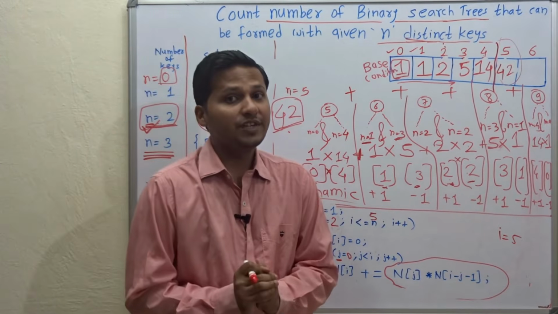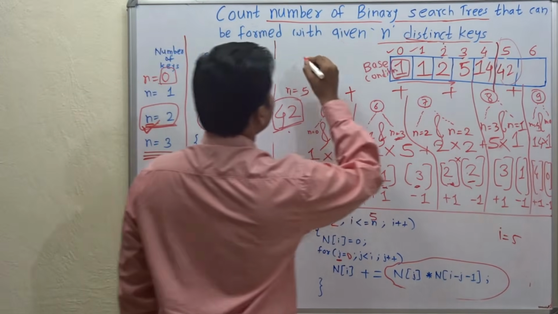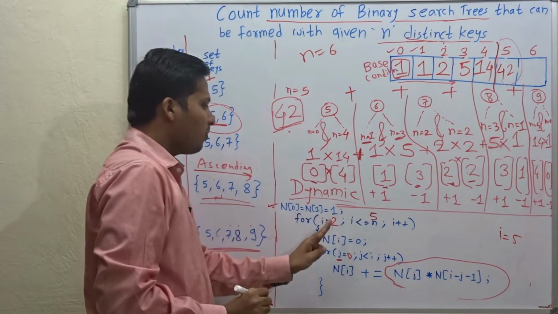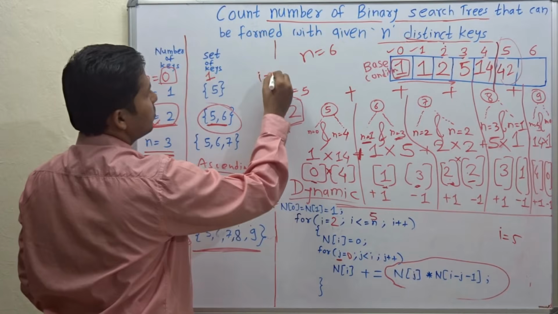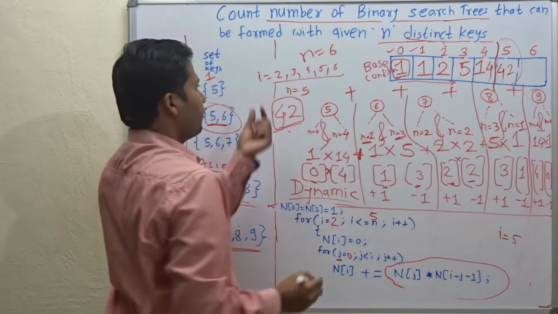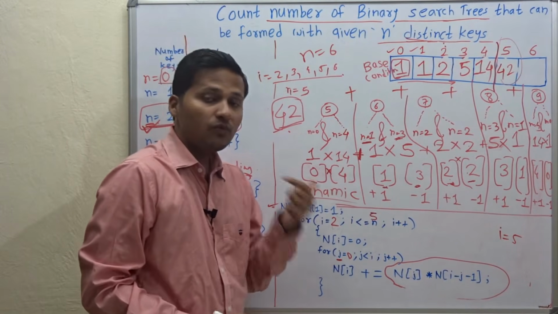Now in my next video I will explain the complete program for n equal to 6. So I will explain from I equal to 2 to 6, means I equal to 2, 3, 4, 5 and 6. So for each I will explain this code, how this code works.